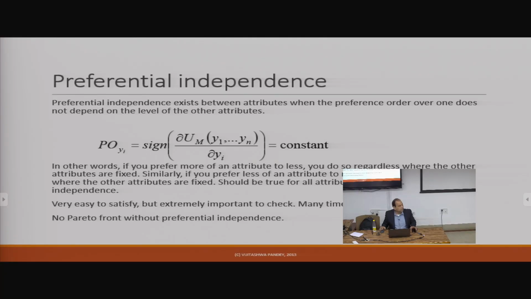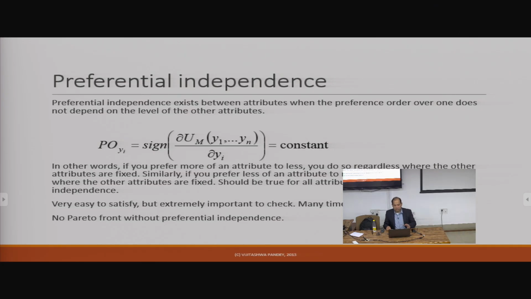Okay, so we were talking about preferential independence, which basically says that your preference order, whether you prefer more of the attribute or less of an attribute, does not change regardless of where the other attributes are fixed. Okay? This is a very easy condition to satisfy. We see that people will typically not change their preference order, at least in reasonable ranges of negotiability for most attributes.